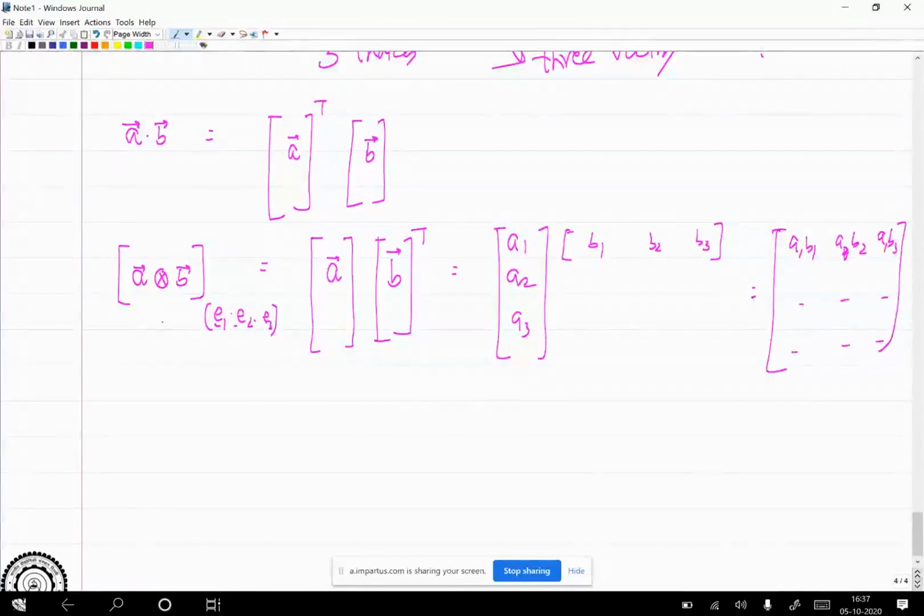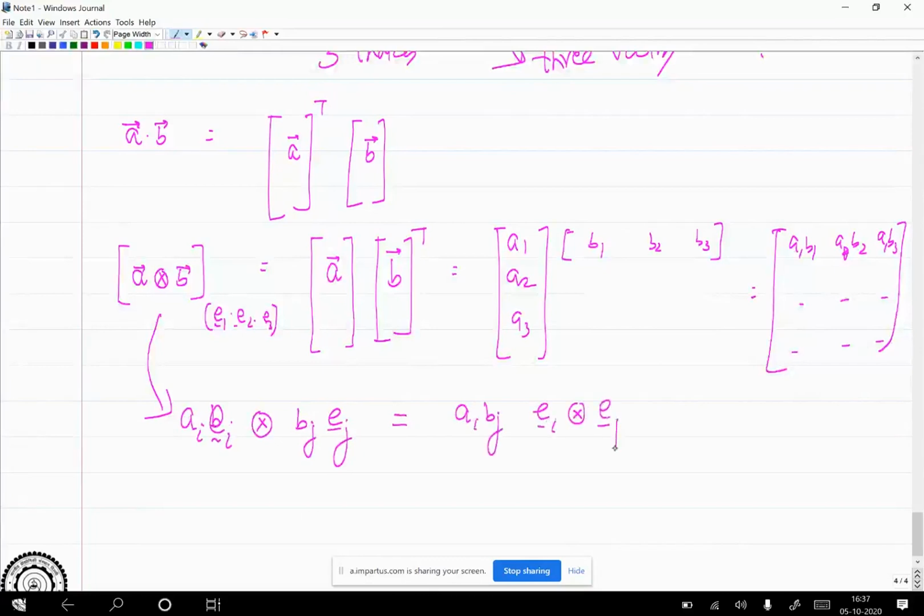Right? Also, look from here itself. What is A tensor product B? You could write it as A_i E_i tensor product B_j E_j, which is equal to A_i B_j into E_i tensor product E_j. So this is your A_ij. So A_ij is equal to A_i B_j.